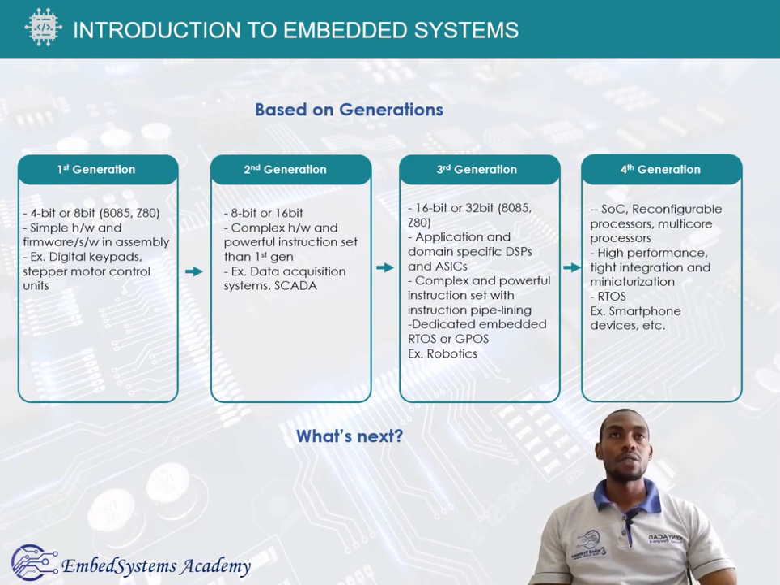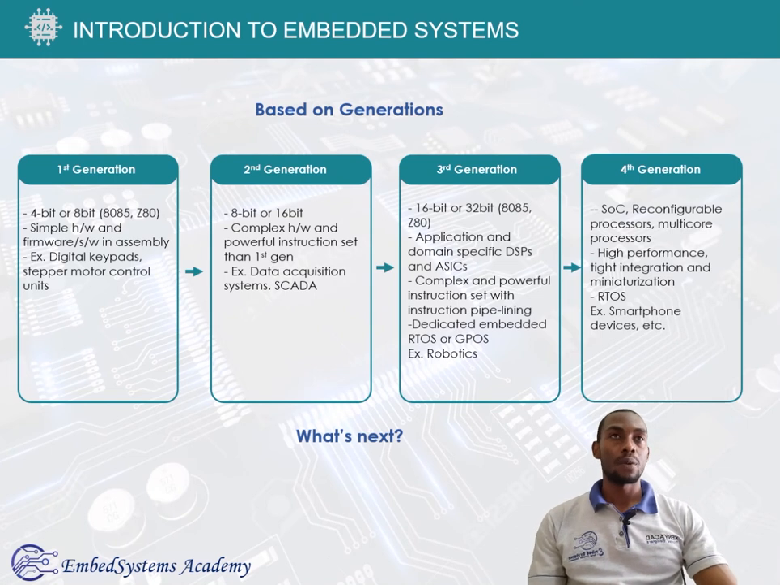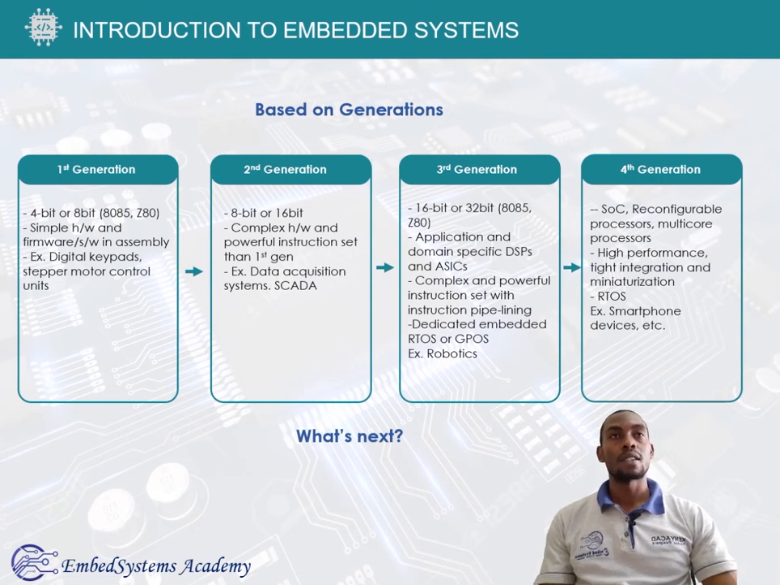And the second generation of embedded systems has 8-bit or 16-bit microcontrollers or microprocessors. Here we have more complex hardware and a more powerful instruction set than the first generation. Examples of this kind of embedded system are data acquisition systems such as SCADA.